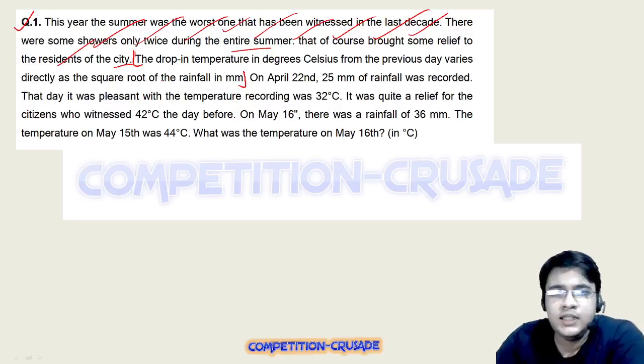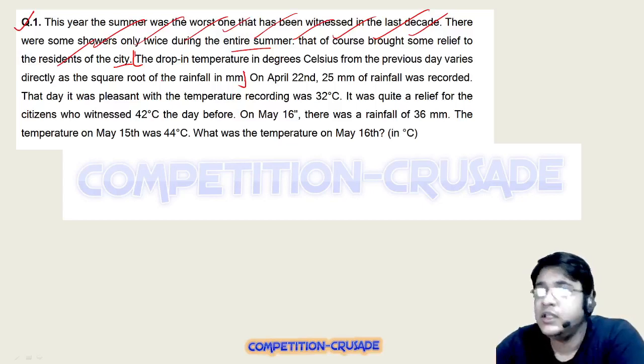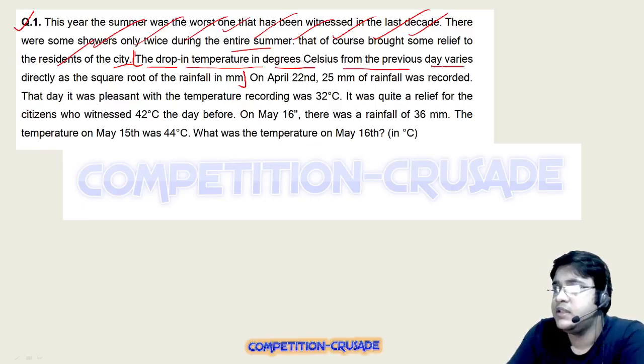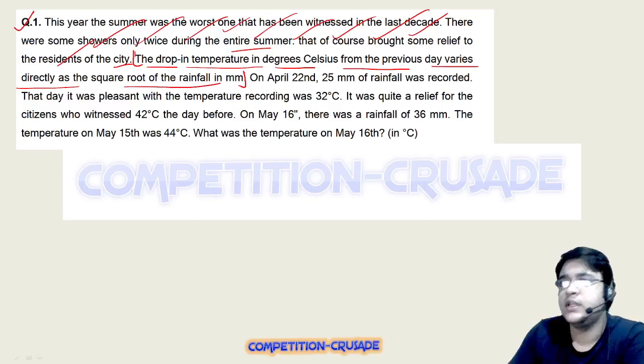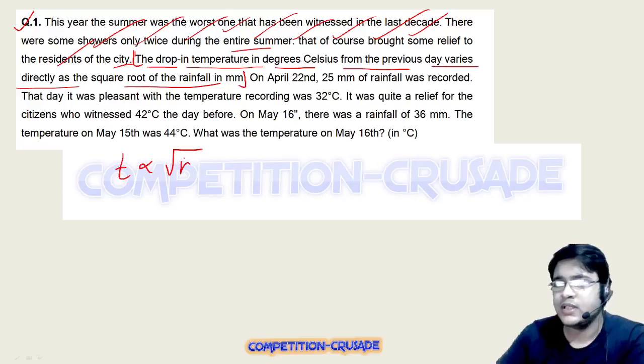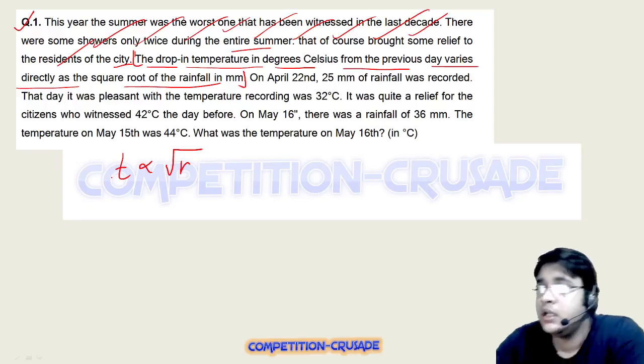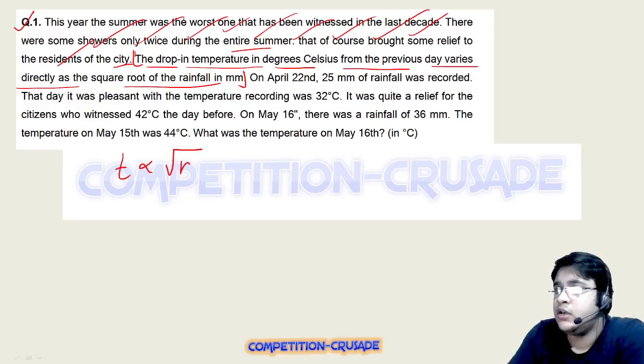Okay, obviously because we are doing an analysis, I'll be able to tell you that you can maneuver yourself quickly without even looking too much into these type of details. The only thing that I have to take into my consideration is this one: the drop in temperature in degrees Celsius from the previous day varies directly as the square root of the rainfall in millimeter. So I can probably write it like T, something like that. This T basically denotes the drop in temperature. And what type of a drop? From the previous day. Okay, so this is something that we need to understand.